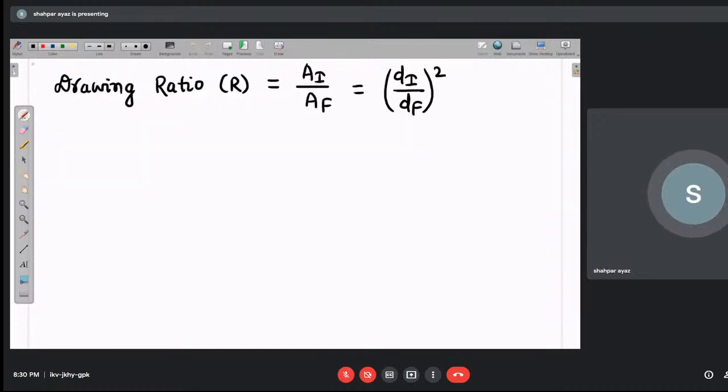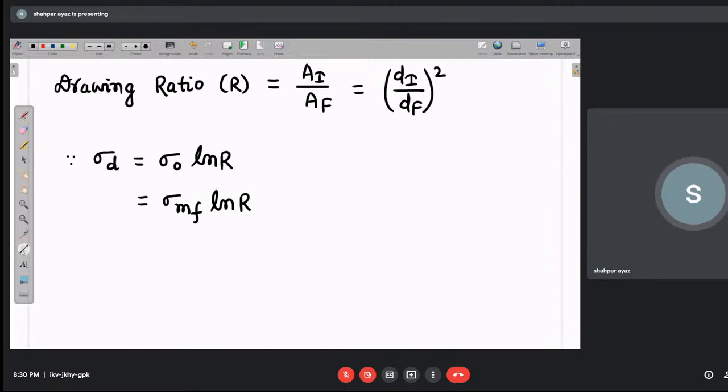So how do we calculate the drawing force? Drawing stress is your yield stress into ln R, where R is your drawing ratio. Sometimes you can use mean flow stress into ln R. I have already told you about mean flow stress. I will show you one problem based on this, there is one problem in the question bank you can do. Mean flow stress is K epsilon to the power n divided by n plus 1. Generally, yield stress is given, right?